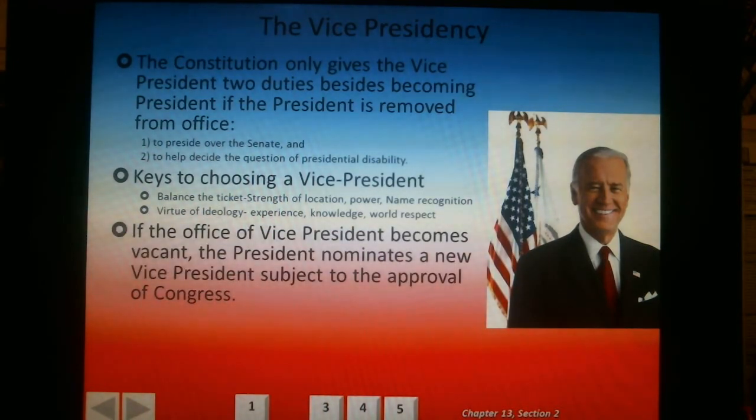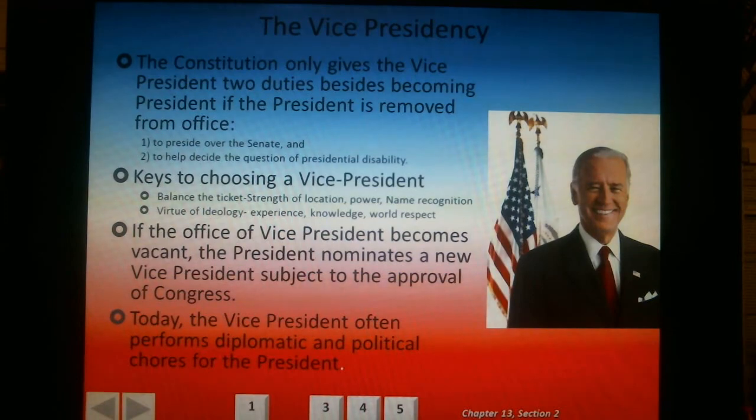If the office of vice president becomes vacant, the president nominates a new vice president subject to approval of Congress. Today, the vice president performs a lot of duties. This one here, Joe Biden, has been a very powerful vice president for Barack Obama's administration. And again, you can go back in history and look at many other vice presidents that have had a lot of power and a lot of control over the years, especially in recent history, where we've had some people like Dick Cheney and others who are vice presidents who are very powerful.